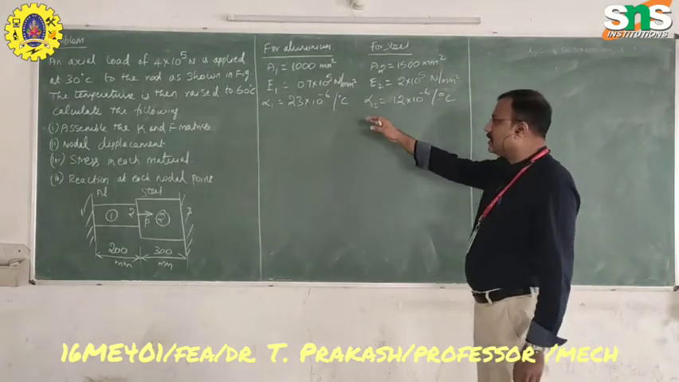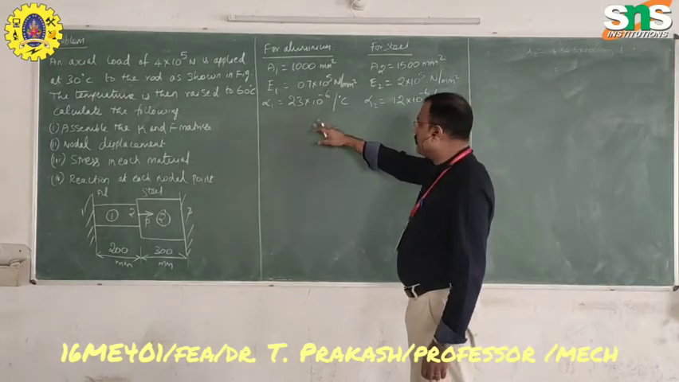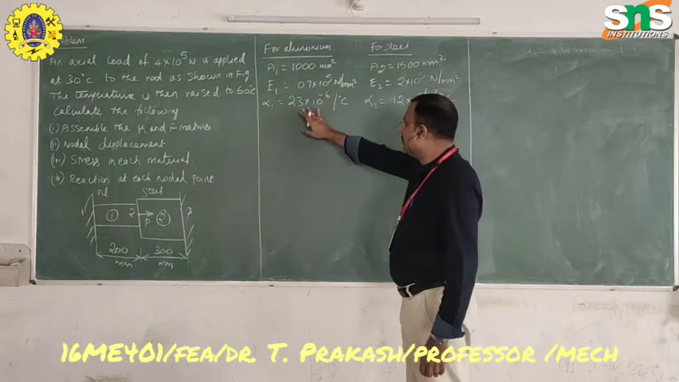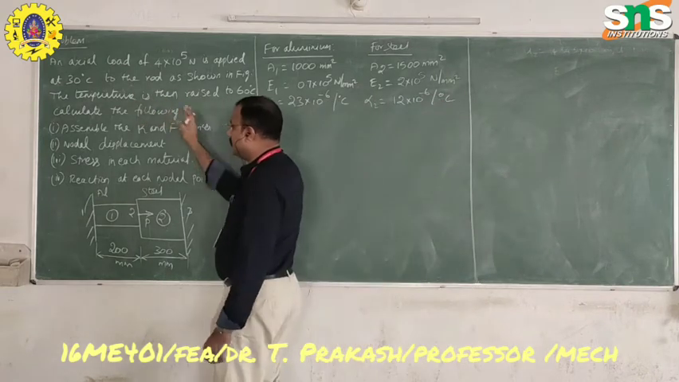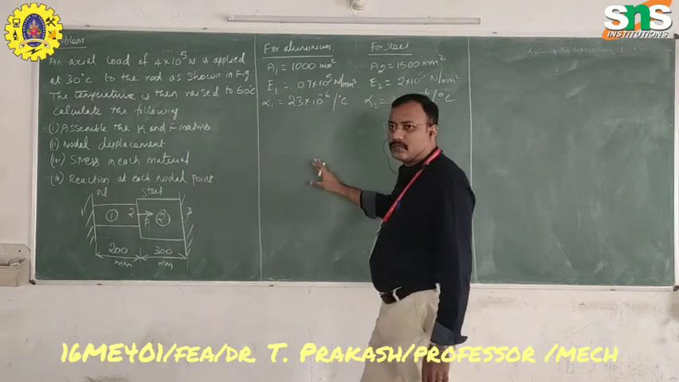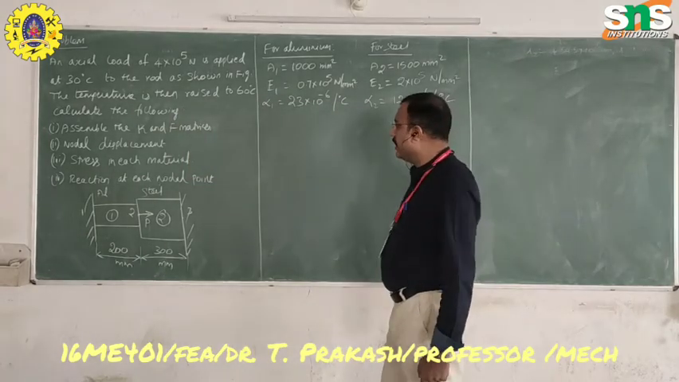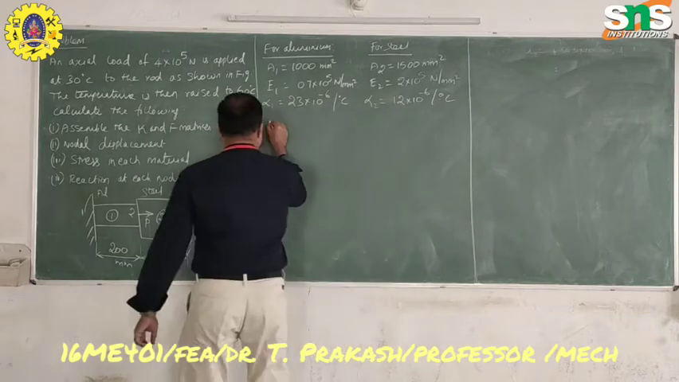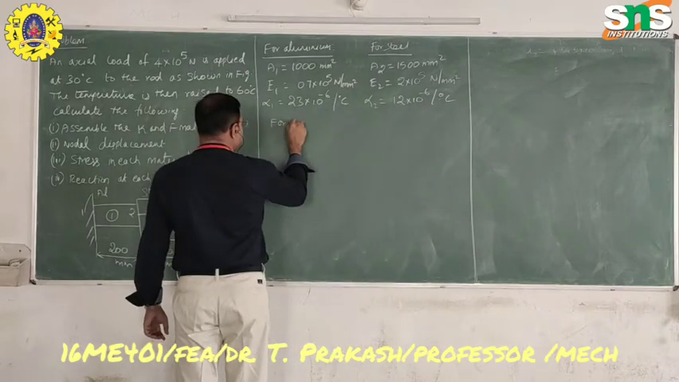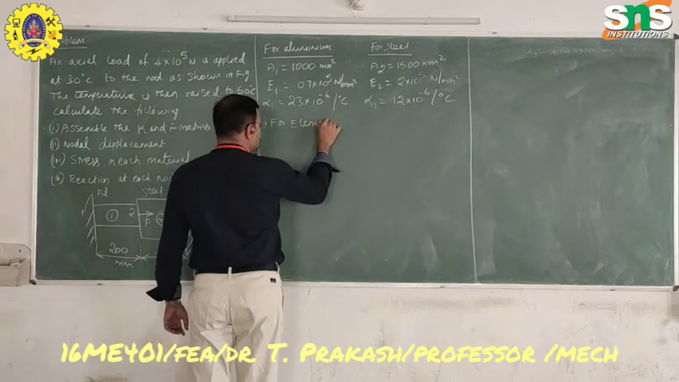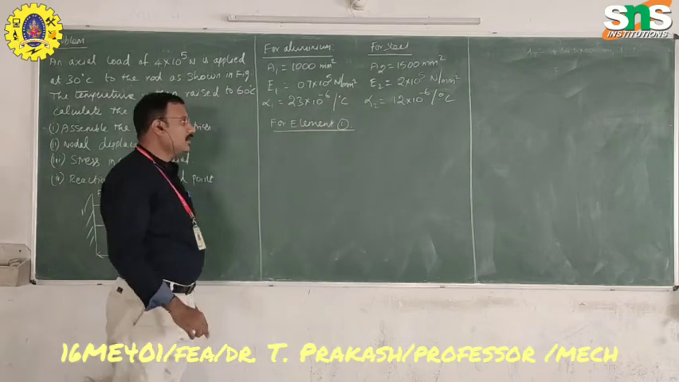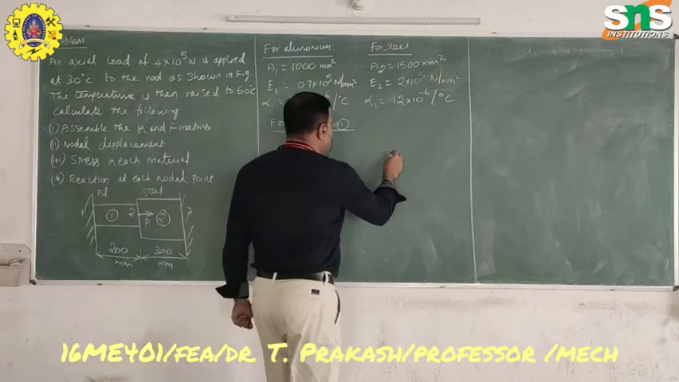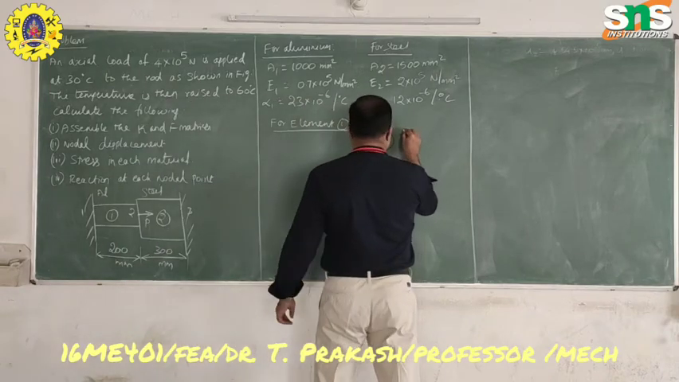In this problem, compared to the previous problem, there is a different case. The thermal coefficient is involved, and the temperature rise is also involved. Therefore, we have to find the forces separately for each and every material. First, take element 1. For element 1, first take the aluminum rod.